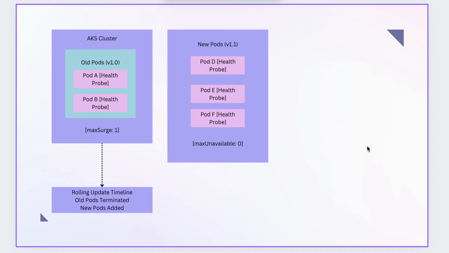The old pods block shows pods running version 1.0 of a microservice, such as the payment service with two pods, pod A and pod B. Each pod is monitored by health probes, including readiness and liveness probes to confirm they're operational before the update begins.